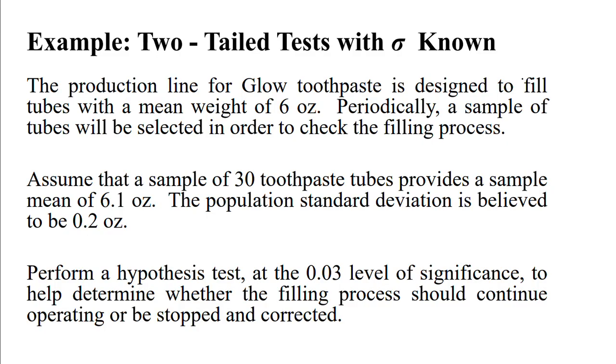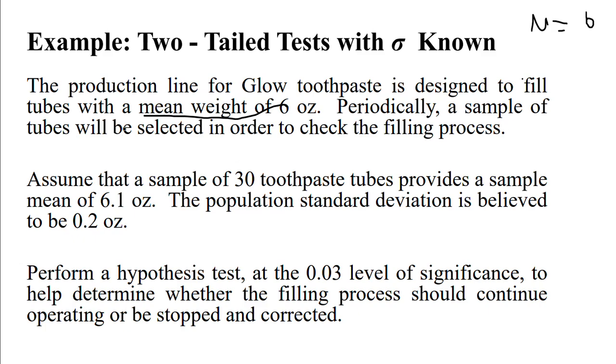Let's do that with a motivating example here. So the production line of Glow toothpaste is designed to fill with a mean weight of 6 ounce. Okay, so right off the bat, we've been given the average weight of the population, and the average weight of the population, according to our question here, is 6 ounce, right? So as you read the question, you can start writing the parameters and their associated values.